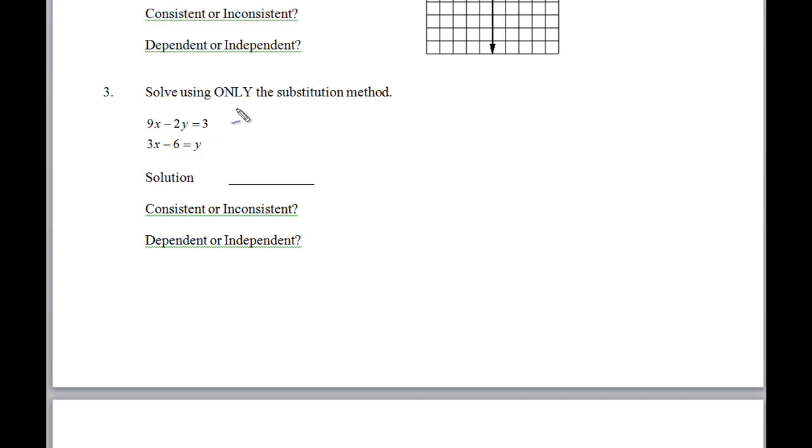But again, any of these problems can be manipulated to be used with substitution or elimination. Now, the reason why we choose substitution here is because there's this y all by itself there. So the y is all alone, so we're going to plug that into the variable y. So what we have is 9x minus 2 parentheses 3x minus 6 equals 3. And we're going to solve for x. Once we solve for x, we can plug this into my y and get my answer.